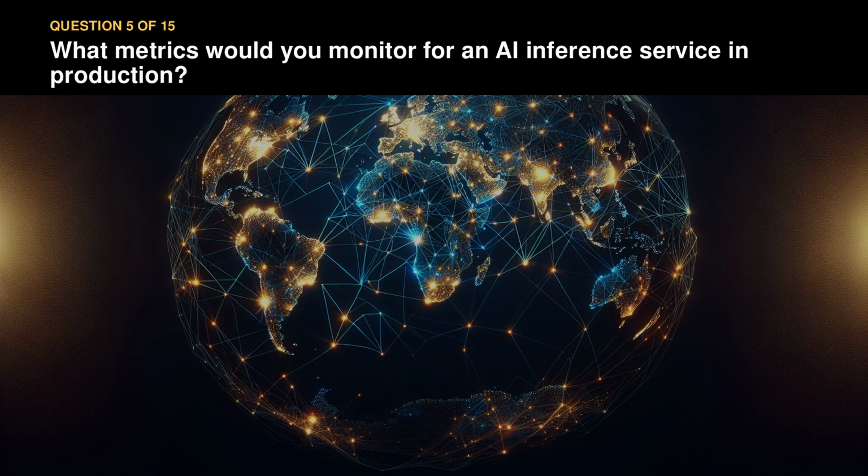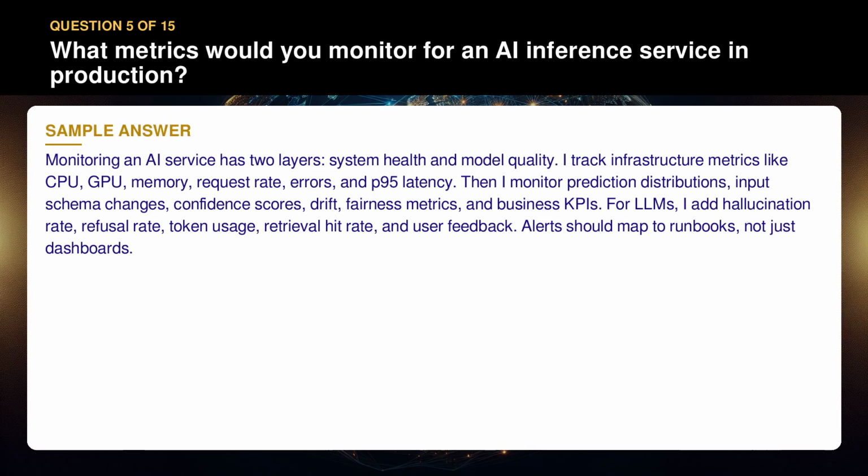Question 5. What metrics would you monitor for an AI inference service in production? Monitoring an AI service has 2 layers, system health and model quality. I track infrastructure metrics like CPU, GPU, memory, request rate, errors, and P95 latency. Then I monitor prediction distributions, input schema changes, confidence scores, drift, fairness metrics, and business KPIs. For LLMs, I add hallucination rate, refusal rate, token usage, retrieval hit rate, and user feedback. Alerts should map to runbooks, not just dashboards.